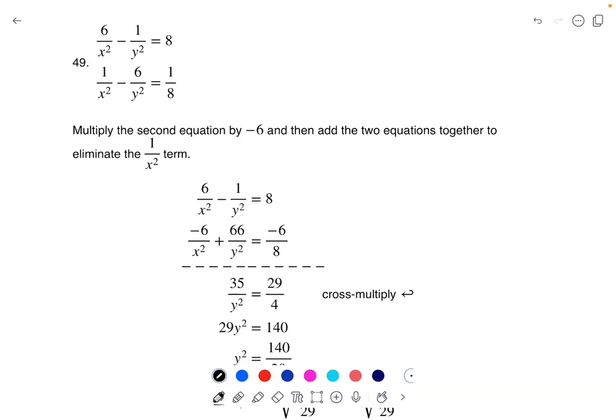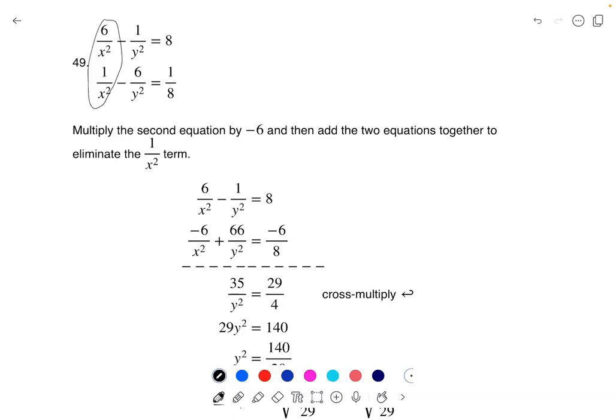So we're going to take a look at section 7.3, number 49. And this one's even more convoluted because we're starting with fractions. And I have a couple of options. I'm going to look at this through the elimination side of things because I have a 6 over x squared and a 1 over x squared.